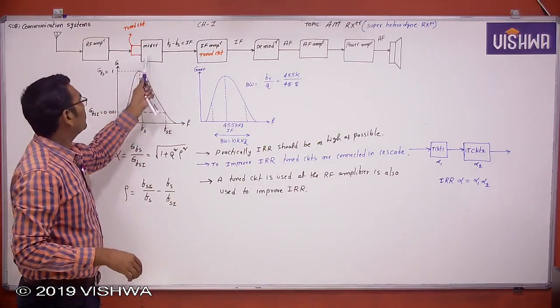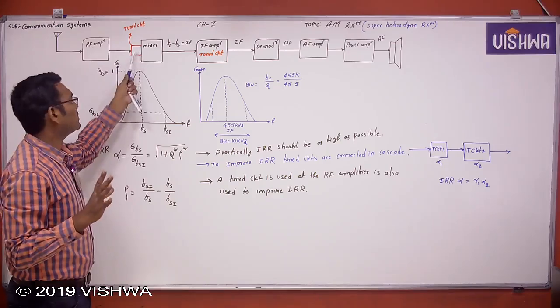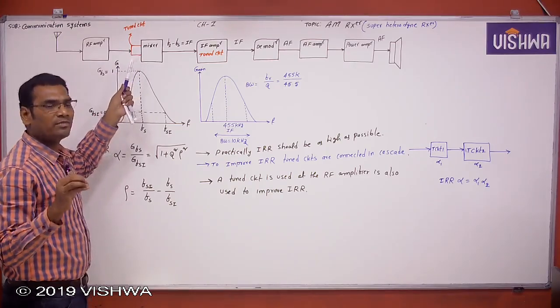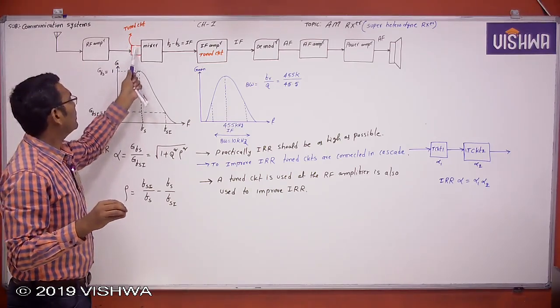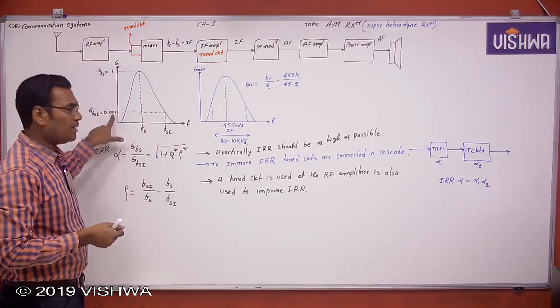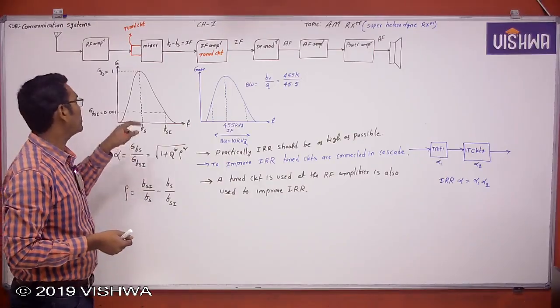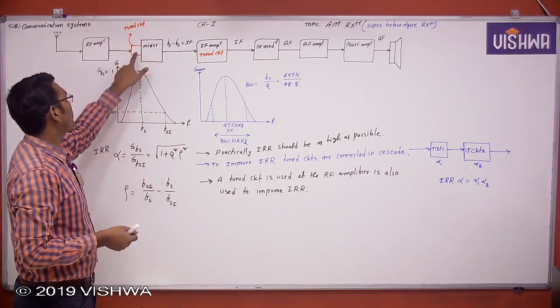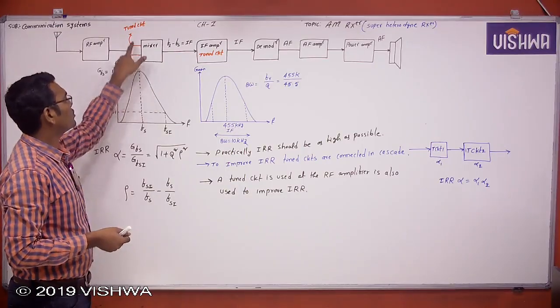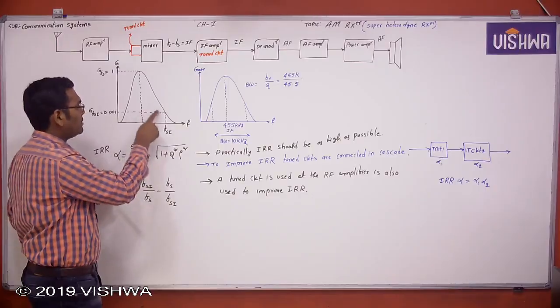A tuned circuit is used at the input of the mixer to suppress the image frequency, to completely avoid the image frequency, so that the image frequency signal strength should be as minimum as possible, such that the image rejection ratio should be as high as possible. Okay, so this tuned circuit has a frequency response like this. Gain at FSI should be as minimum as possible.